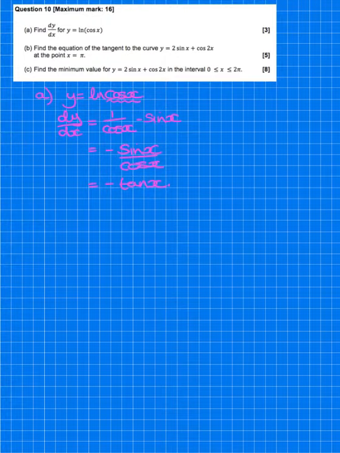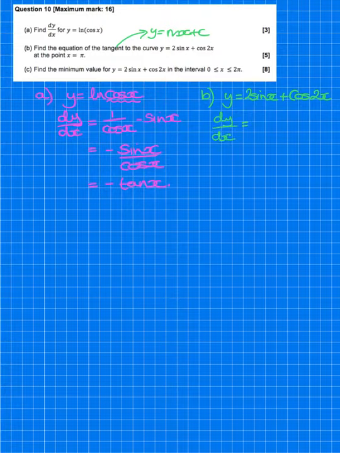Part B says to find the equation of a tangent. So we've got the function 2 sine x plus cos 2x, and the tangent is of course going to look like a straight line, y equals mx plus c. That's what we're aiming for there. So m is the gradient. Now the gradient we get from differentiating, so we need to differentiate this function.